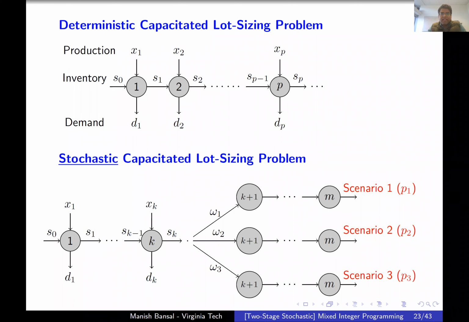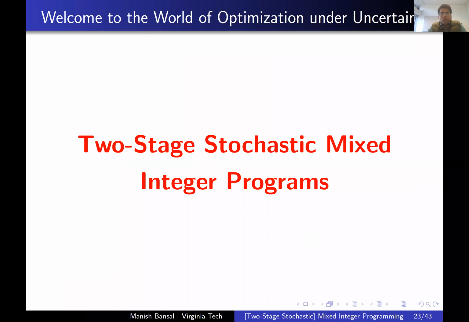The first stage is the here and now decision. That is, we decide the production and inventory for the first K periods. And the second stage is the wait and see decision making, where we decide the production and inventory for the remaining periods after the realization of demand. So this takes us to the world of optimization under uncertainty.